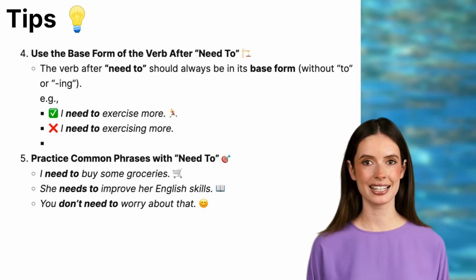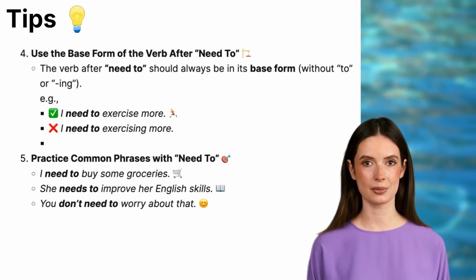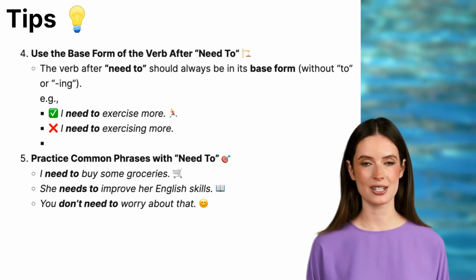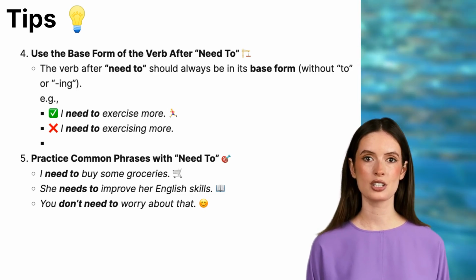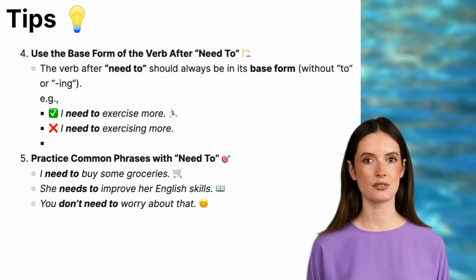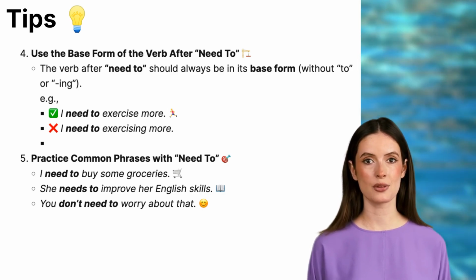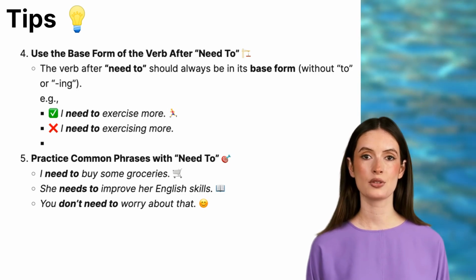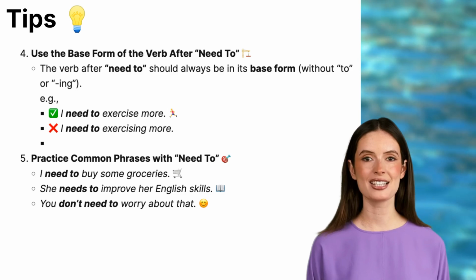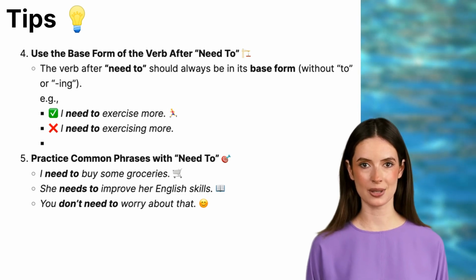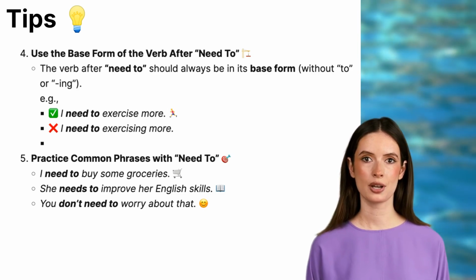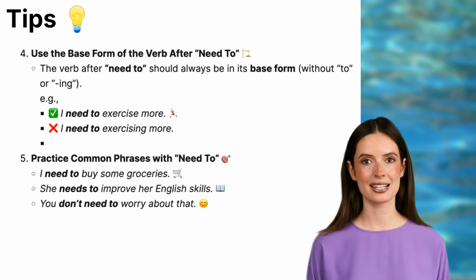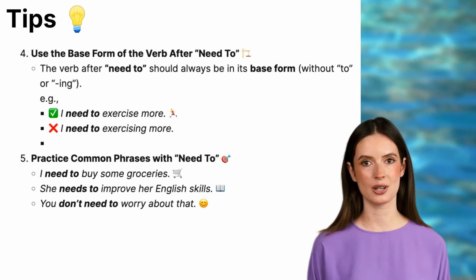Incorrect. I need to exercising more. More examples. She needs to study for her exam. We need to prepare for the trip. Always check that the verb after need to is in its simple form. 5. Practice common phrases with need to. Here are some useful phrases to help you get comfortable using need to. I need to buy some groceries. She needs to improve her English skills. You don't need to worry about that. Try making your own sentences with need to reinforce your understanding.